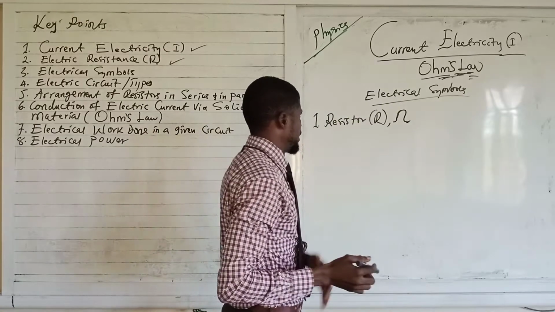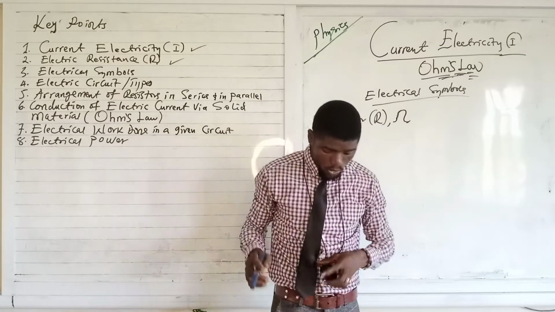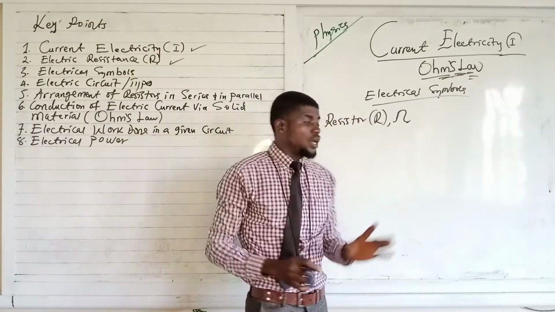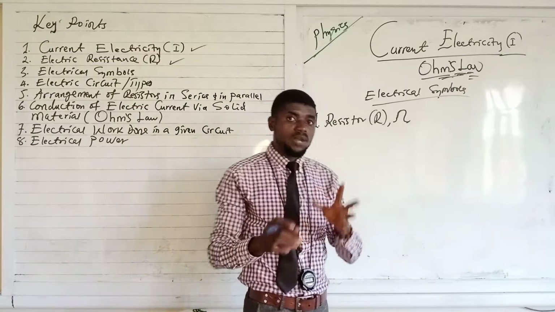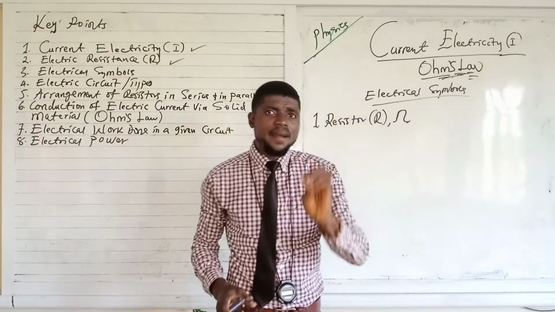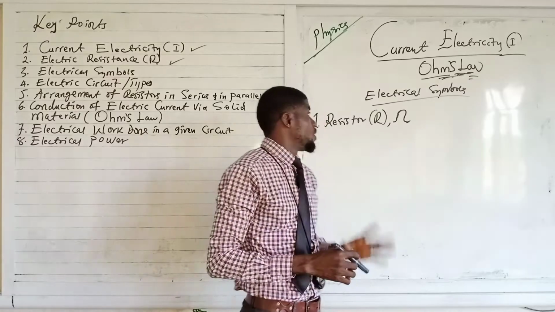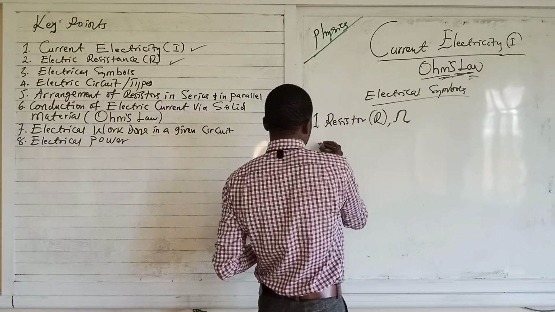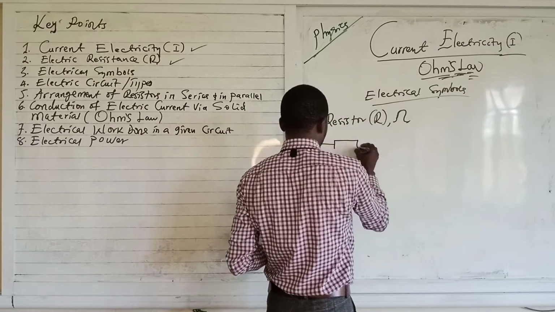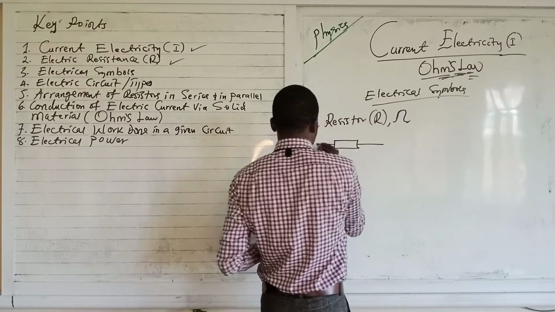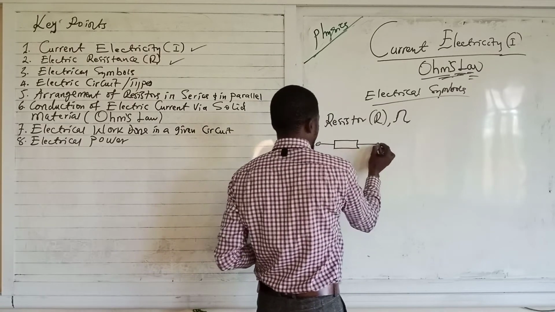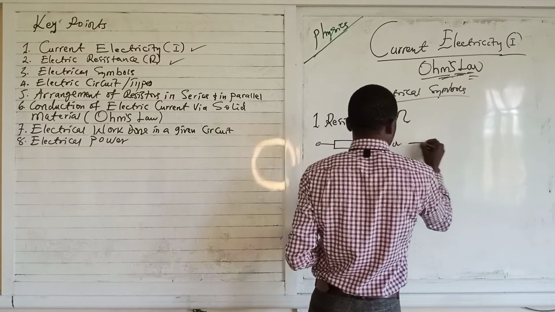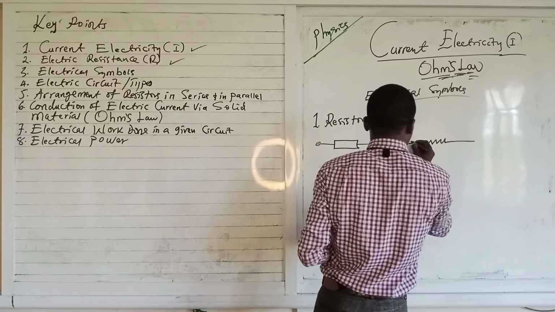Before I talk about this, I want to say something quickly. There are two types of resistors, and I'm going to draw them on the board and show you how they look physically. We have the variable resistor and the fixed resistor. For the fixed resistor, these are the two symbols that we have for them. These are the terminals. Or you may go with this one.